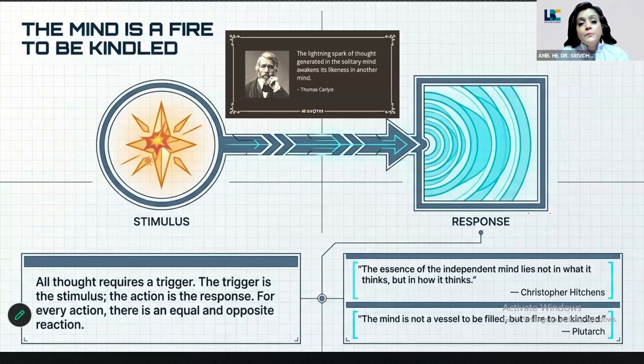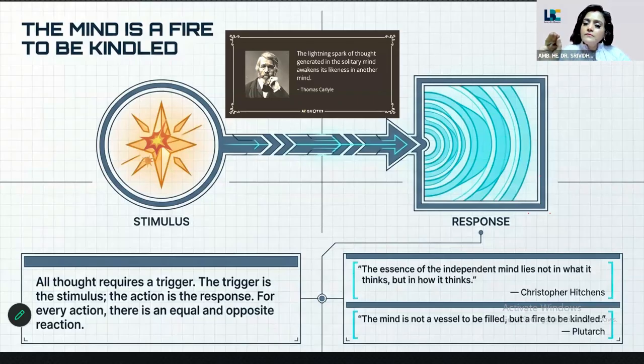So this lightning spark of thought generated in the solitary mind awakens the likeness in other minds. What we think, what we see, what we receive, we give it back to society or to the person we are speaking to. So the stimulus starts from the mind, where there is a catalyst and it kindles that thought, and we are communicating to the other person. All thought requires a trigger, and the trigger is the stimulus and the action is the response.